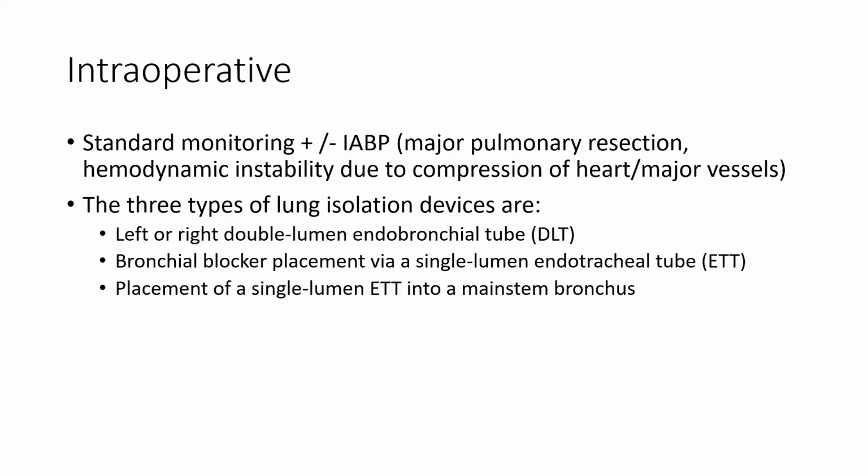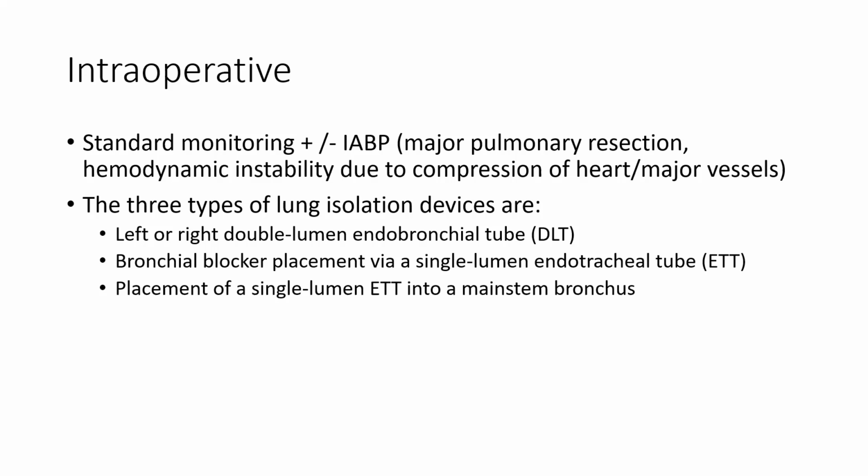Intraoperatively, monitoring includes a standard ASA monitor, plus or minus an arterial line and CVL, depending on the type of surgical procedure that we're going to do. Okay, you have to anticipate hemodynamic instability intraoperatively. So there are three types of lung isolation technique available. The commonest is a double lumen tube. The second is a bronchial blocker. The third is the use of a single lumen tube intubated into the main stem bronchus.